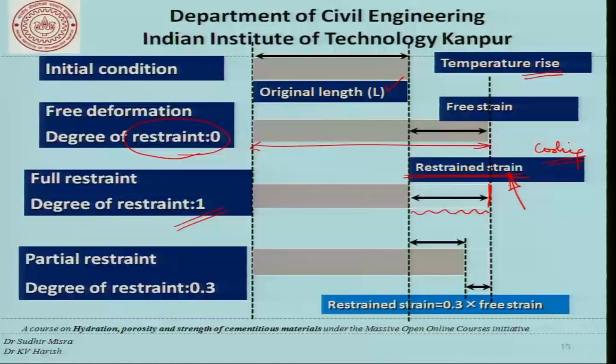strain in the concrete. Now, most of the time the degree of restraint is not 1, and if the restraint is anywhere between 0 and 1, there will be some amount of change in the length of the concrete, but there will be a certain amount of strain which is still remaining, and this strain is what we need to take into account when we are talking about converting the strain to the thermal stress.